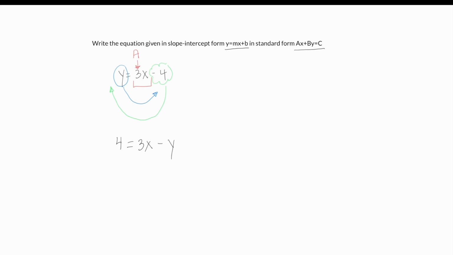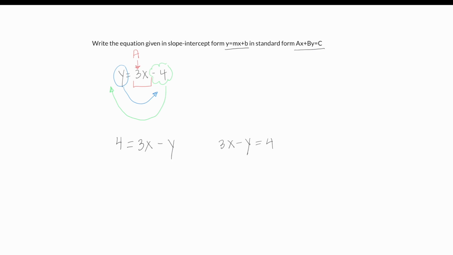We really are done. My ax is 3x, my by is minus this y, so the b is -1, it's an invisible -1 here, and my equals c is equals 4. This is the standard form. If you want to make it look exactly like the formula, you can write 3x minus y on the left and 4 on the right. And now you have it.